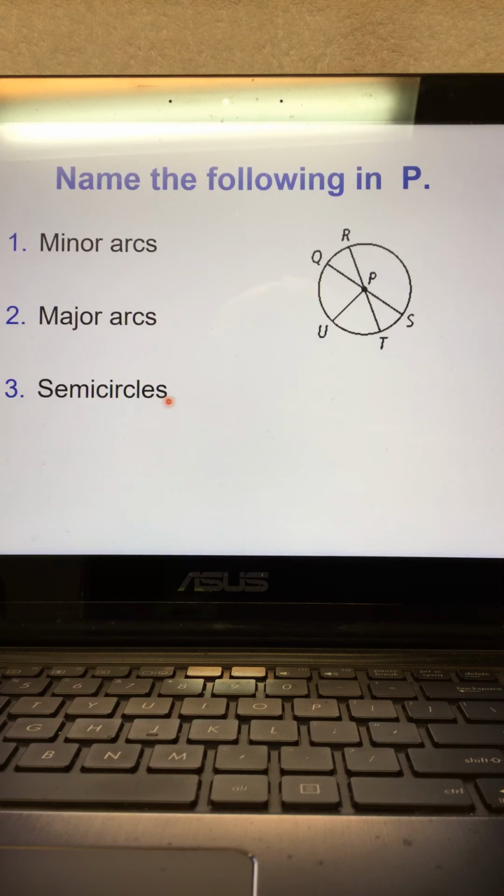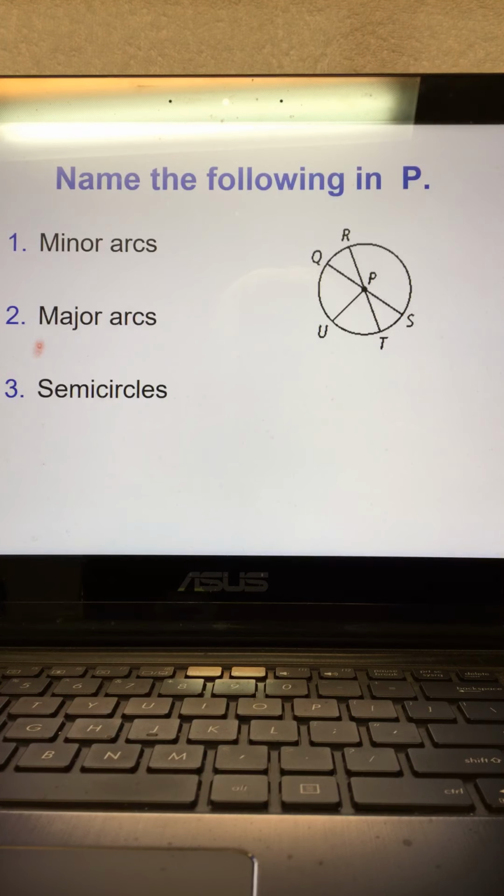So let's talk about semicircles first. I have to see a diameter. There's a diameter. So on this side, RST is a semicircle. On this side, RQT, or I could have named that RUT. So those are semicircles. Here's another diameter. It could be QRS, or I could call this QUS, QUT. That's the same semicircle, but two names.